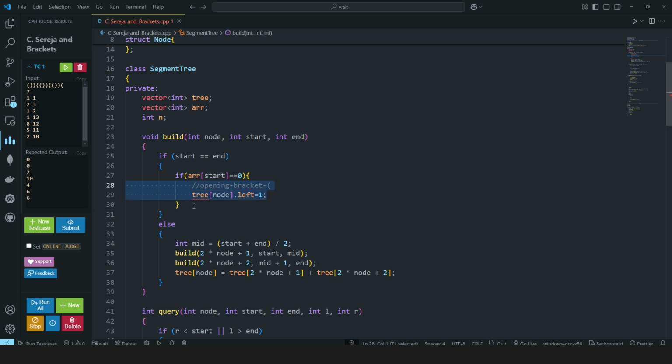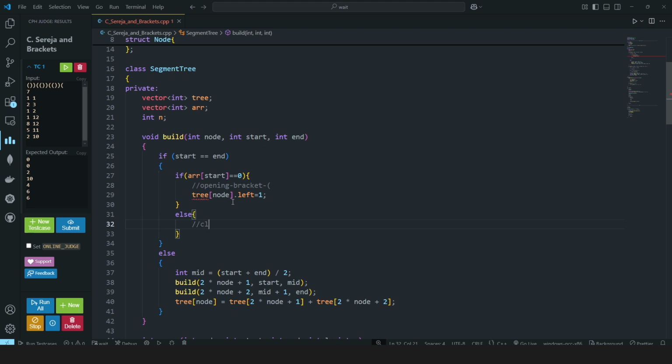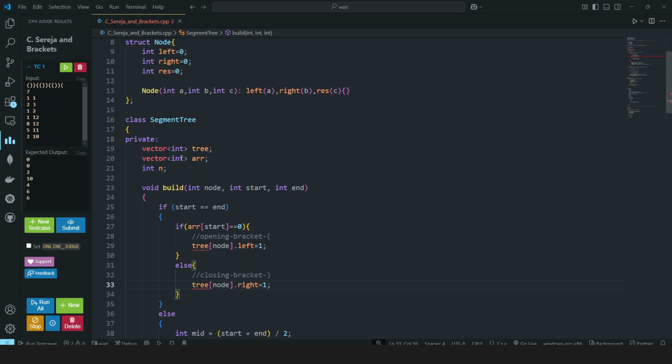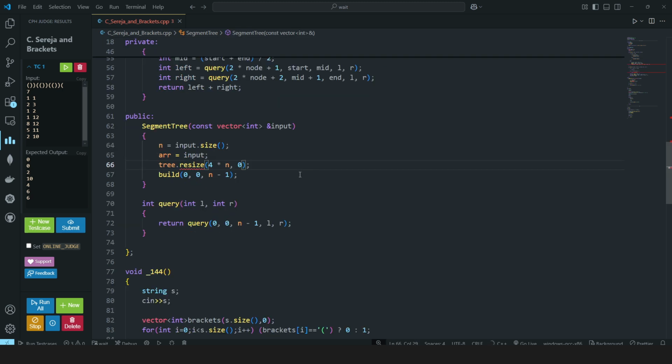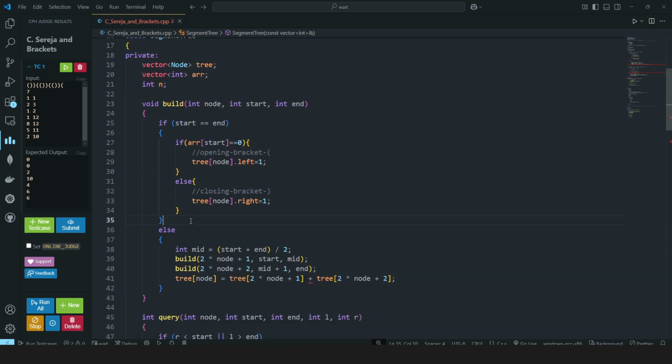Similarly, if this is not the case, that is, this is a closing bracket, then I will say that tree of node dot right is equal to 1. And one more thing, since the structure for each node is a node here, just replace this int with this node. It will no longer be a single 0, but rather 0, 0, 0. In this way I have modified this and written the base case for the build function.